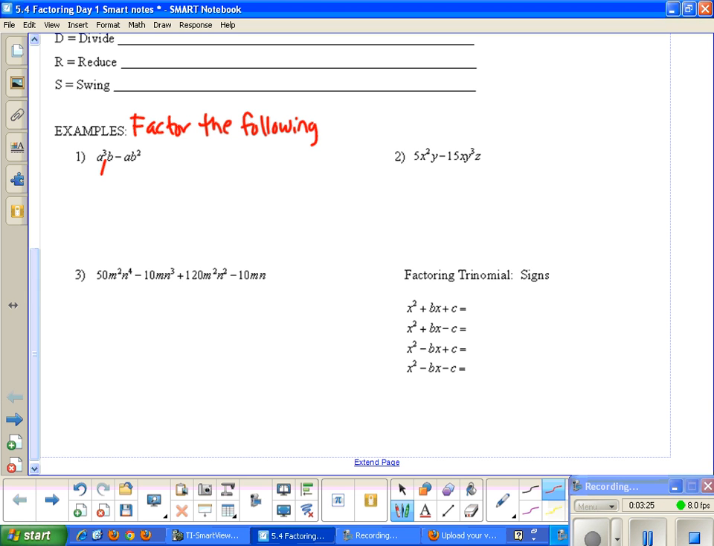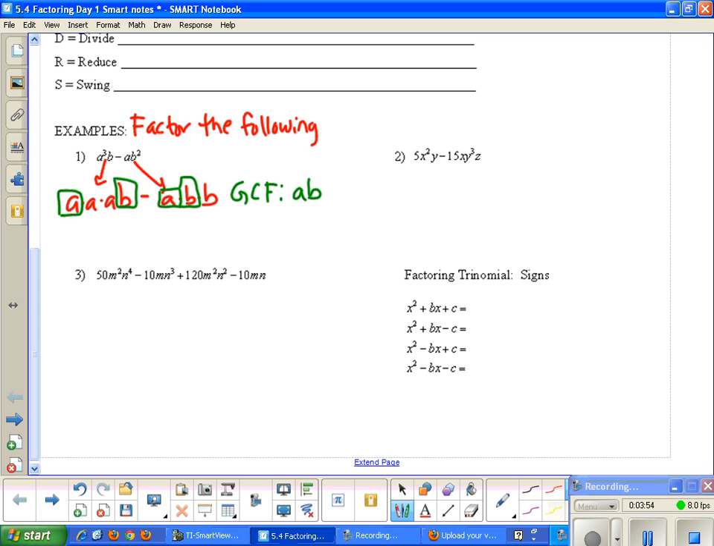If we look at this right here, we can split this up into a times a times a times b, and this one would be minus a times b times b. So if you want to look for terms that are common in both, we'll notice that we have an a in both of them, and we also have a b in both of them. So 1a and 1b. That means my greatest common factor is going to be a times b.